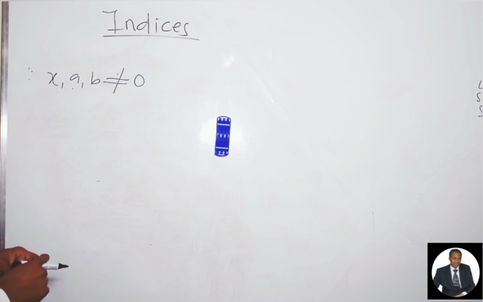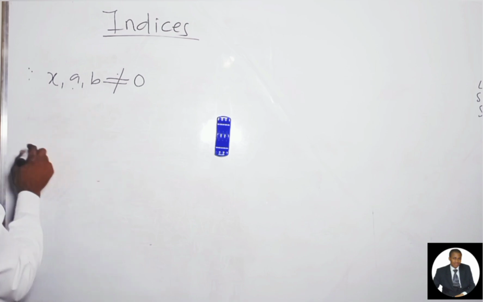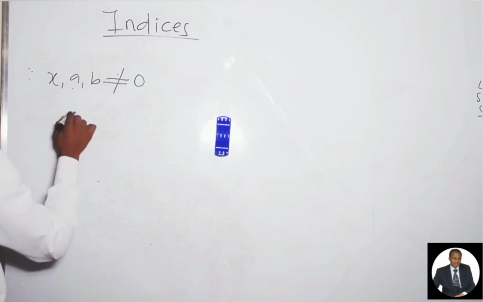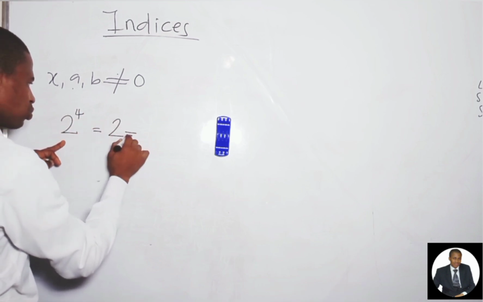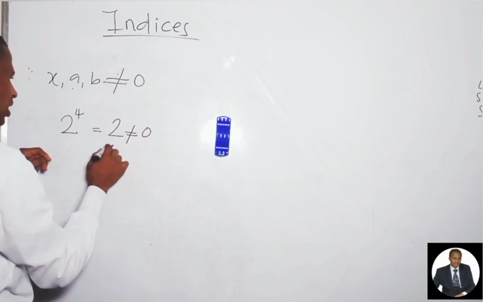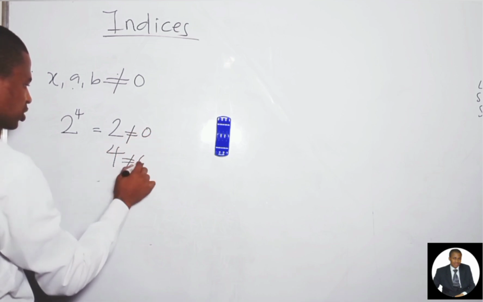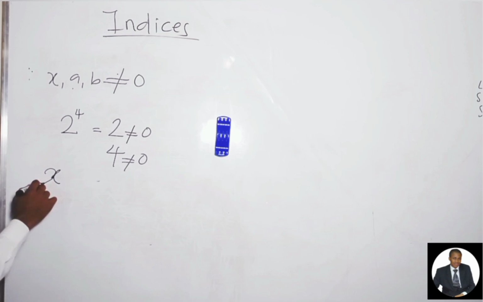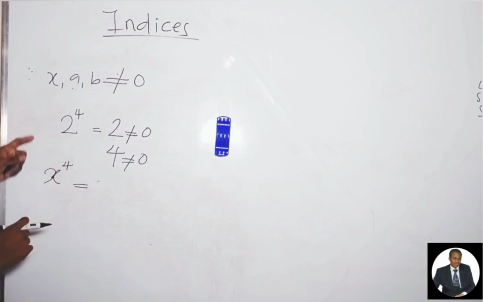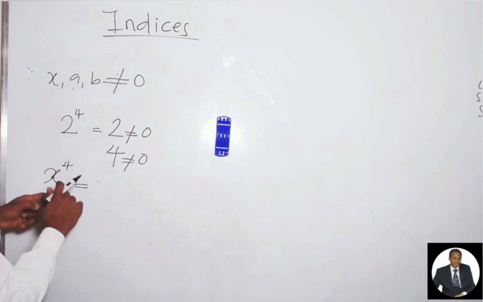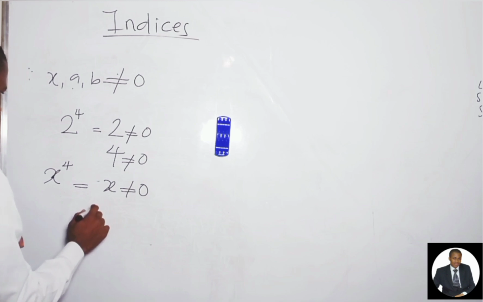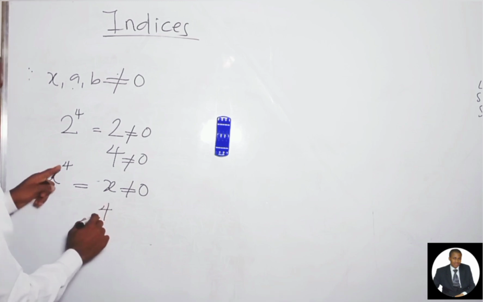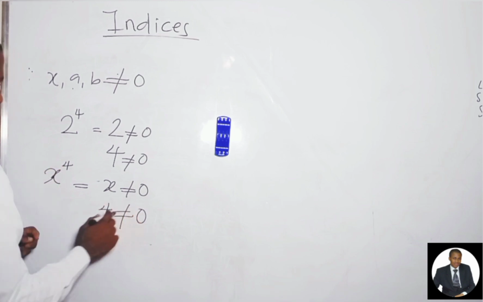What do I mean? If I say 2 raised to the power of 4, it means that this 2 is not equal to 0, and this 4 is not equal to 0. Say x raised to the power of 4. It means that if this law of indices we're going to talk about is going to hold, x is not equal to 0, and 4, which is the exponent, is not also equal to 0.